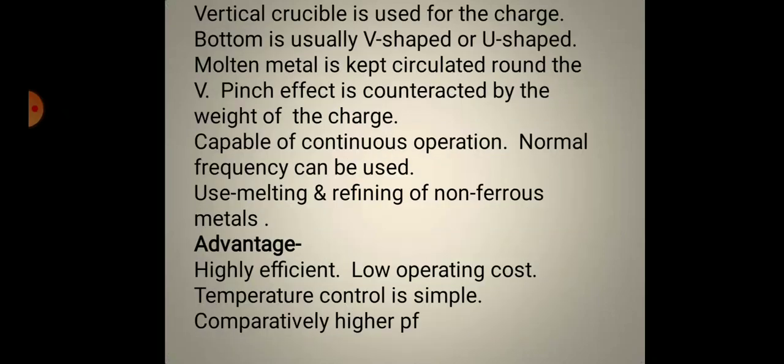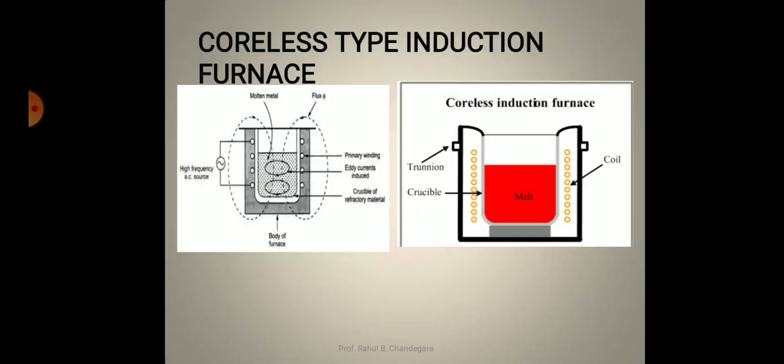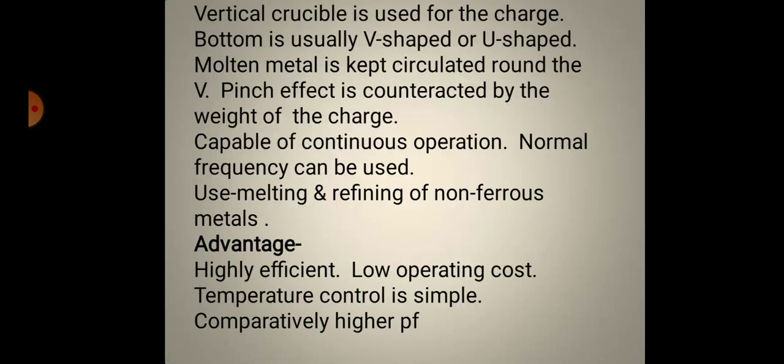A vertical crucible is used for the charge. The bottom is usually V-shaped or U-shaped. Molten metal is kept circulating around the V. The pinch effect is counteracted by the weight of the charge. It is capable of continuous operation, and normal frequency can be used. It is used for melting and refining of non-ferrous metals. Advantages: highly efficient, low operating cost, temperature control is simple, and comparatively higher power factor.